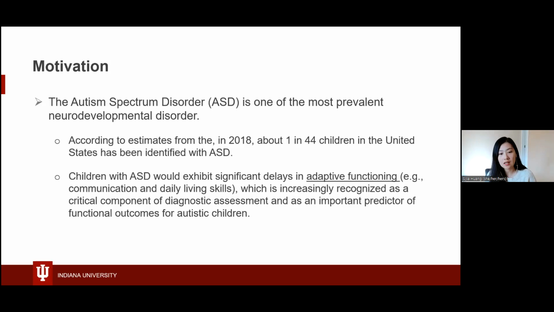And there are so many kids that are diagnosed with ASD and are just in normal schools. Children with ASD exhibit significant delays in adaptive functioning. And this adaptive functioning is the key content we're exploring in this study. Adaptive functioning includes, for example, communication skills and also daily living skills, which are really important. It is increasingly recognized as a critical component of diagnostic assessment and as a really important predictor of functional outcomes for children diagnosed with autism.